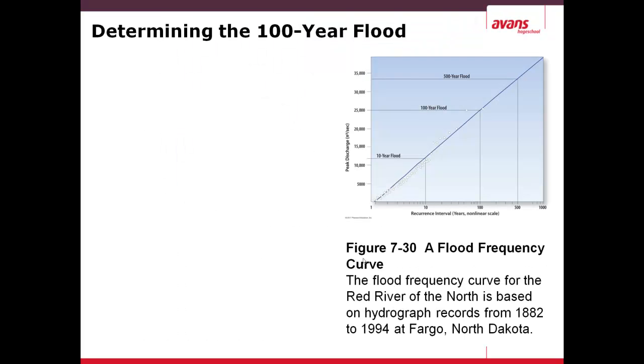To determine a 100-year flood, you will have to record how often the river reaches its peak every year and plot that discharge by year.